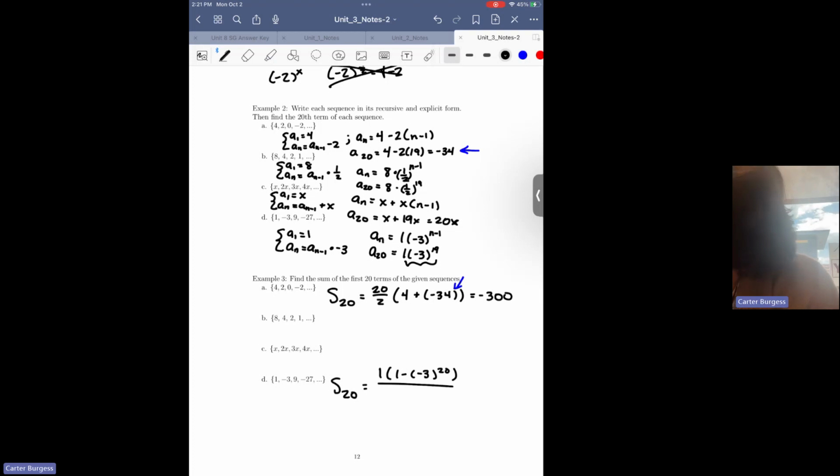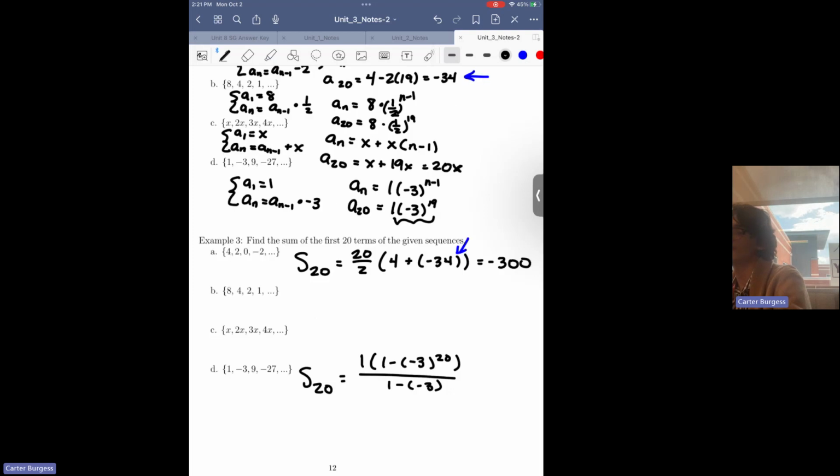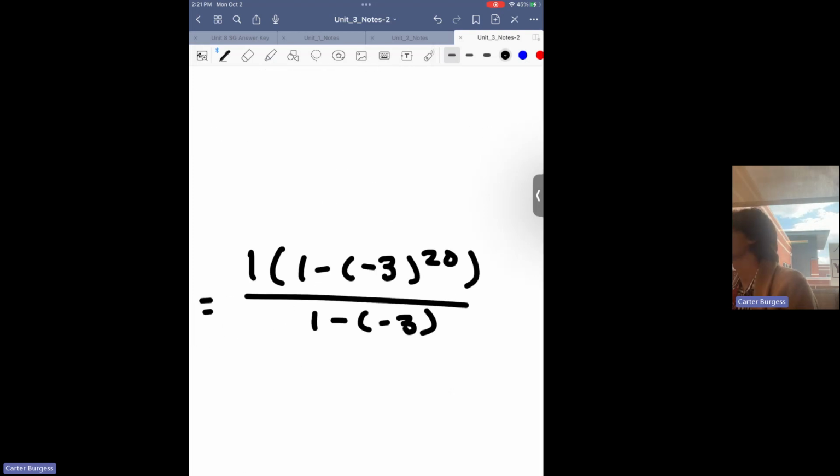And then what am I dividing by? 1 minus R, so 1 minus negative 3. Be very careful here. This is exactly what it needs to look like. Notice that I'm taking negative 3 and first raising it to the power of 20, and then subtracting it.